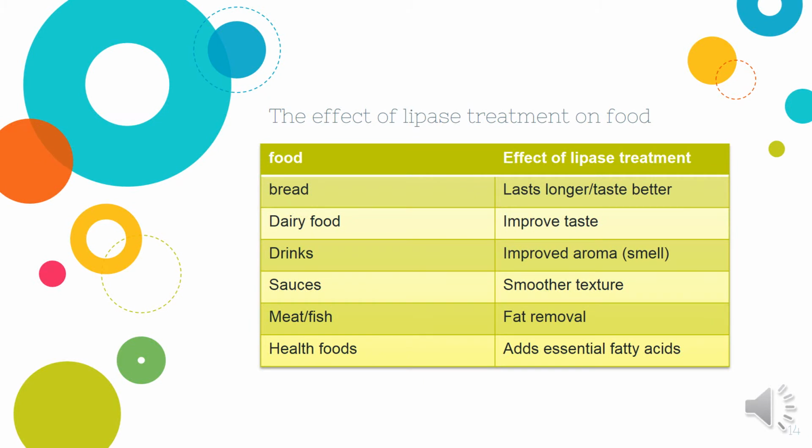And then the sauces, it makes them smoother with a smooth texture. And then the meat and fish, the effect is fat removal. And then finally the health foods, it adds essential fatty acids. So, different effects of lipase enzyme on food.